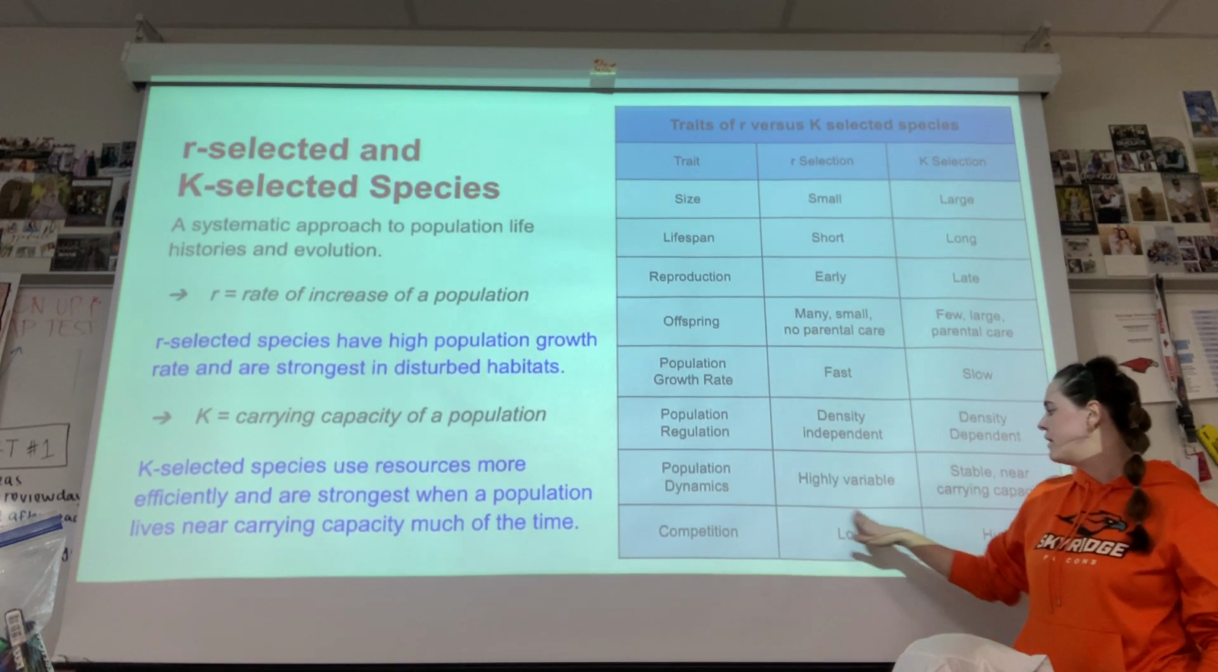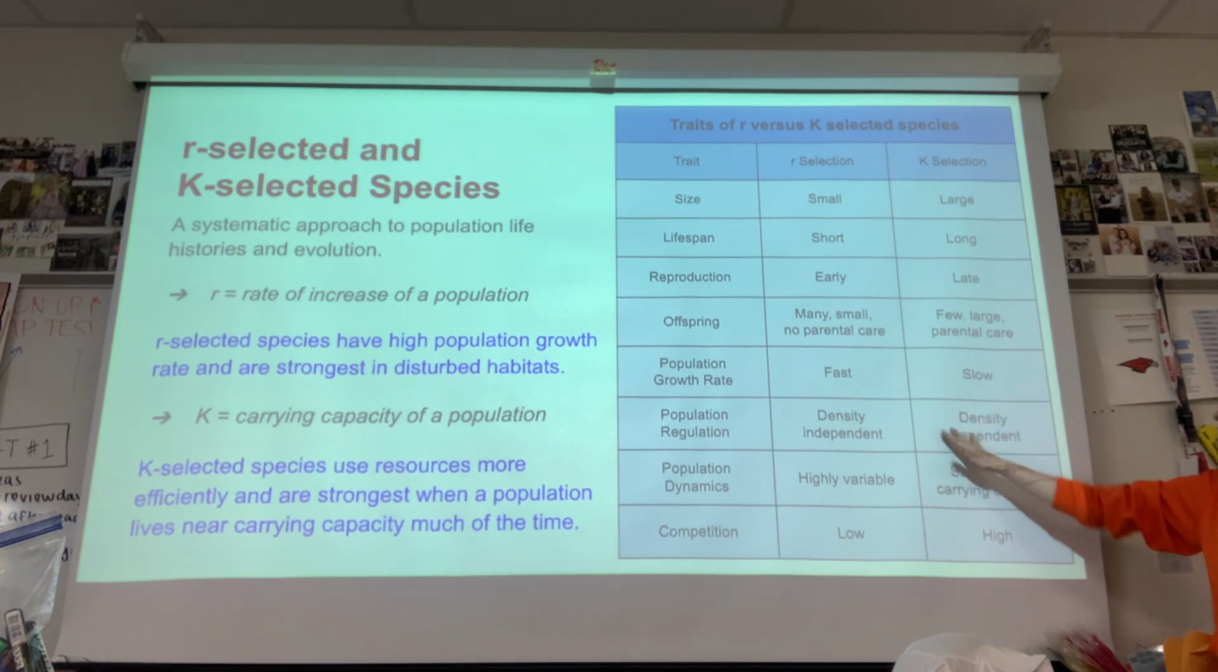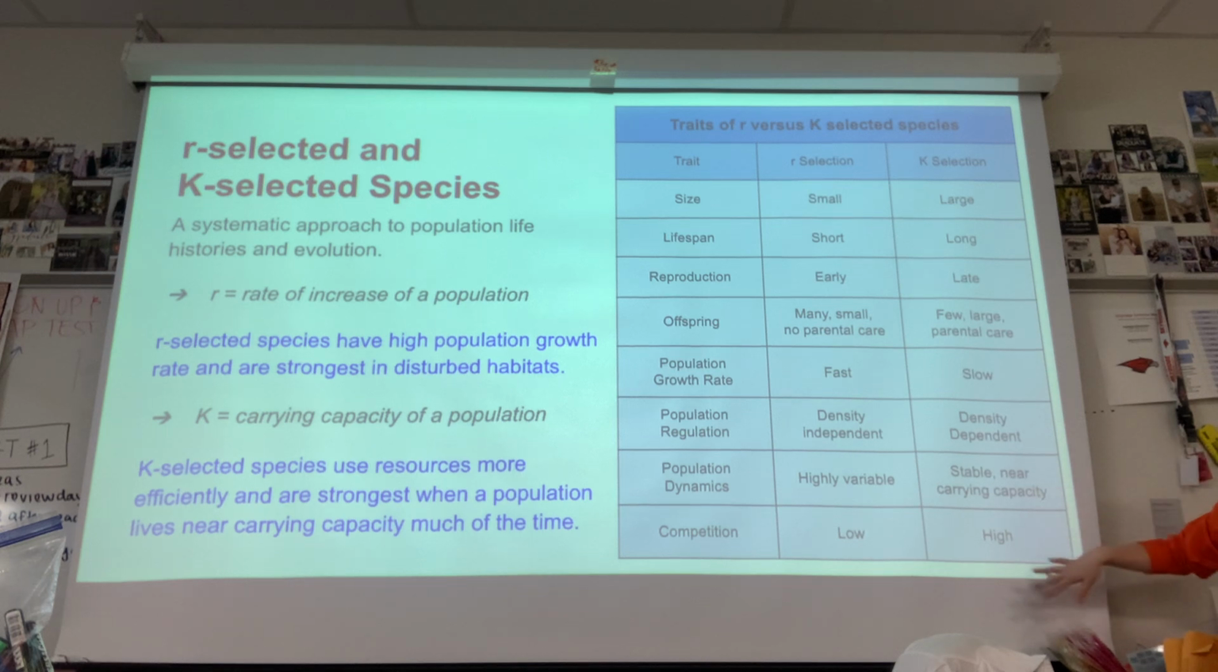And then there's very low competition. On the other hand, for K-selected species, exactly the opposite. They're large, they have long lifespan, they can only reproduce late in life. They have few large offspring, there's lots of parental care. Their population growth rate is slow. Density dependent factors are what are gonna stop them. So they're actually not gonna hit the density dependent factors very often because their population is not gonna grow very quickly. And then their competition is really high. They have to fight for their food.